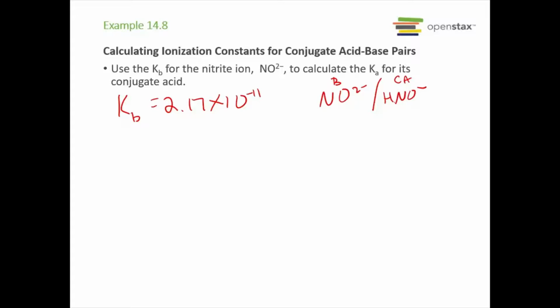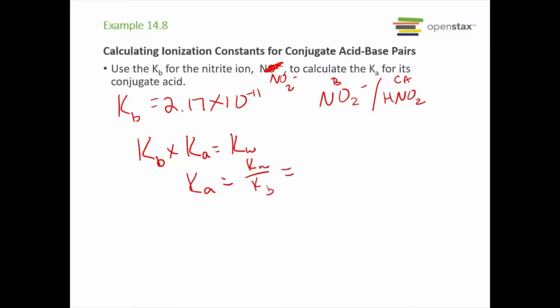I'm sorry, I wrote that wrong. The nitrite ion is NO2 with a minus. There we go. Copy paste decided to be weird. Okay. So we know that Kb times Ka is equal to Kw. So Ka is equal to Kw over Kb. And Kw is 1.0 times 10 to the negative 14th. Divide that by Kb, which we looked up as 2.17 times 10 to the negative 11th, and you get 4.6 times 10 to the negative 4.